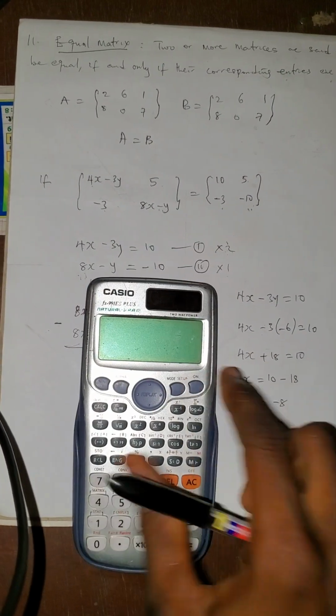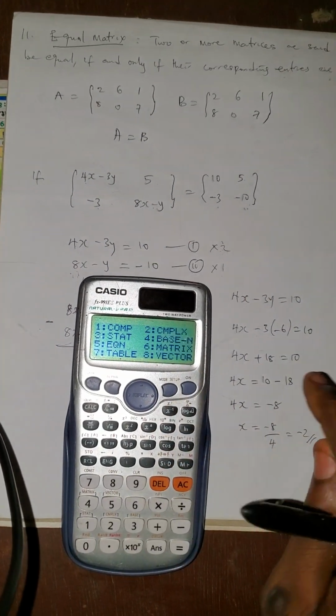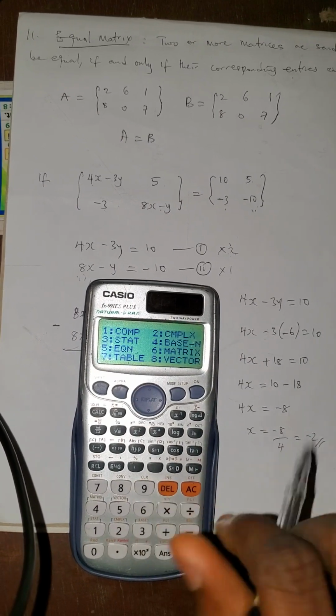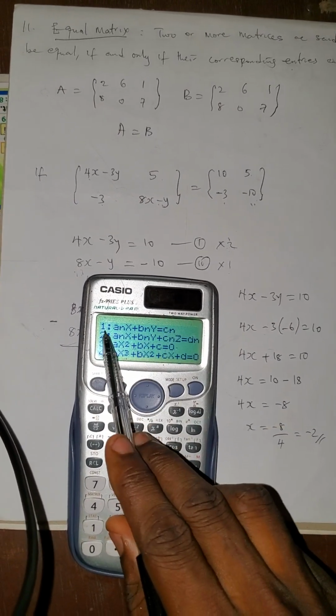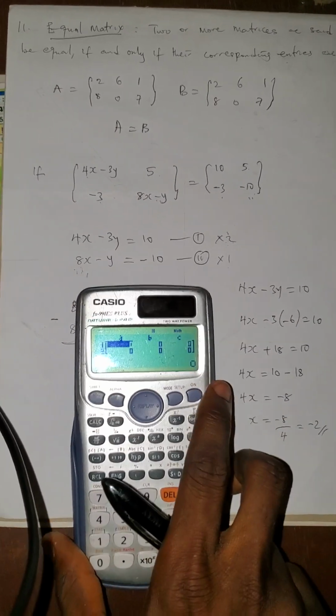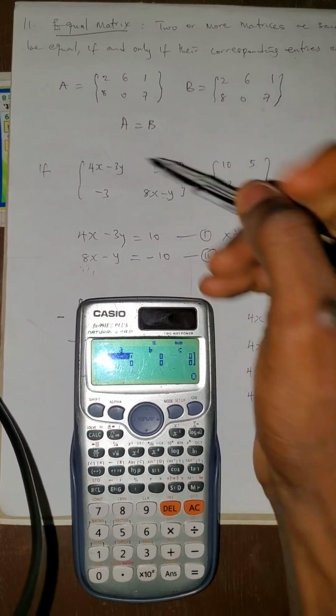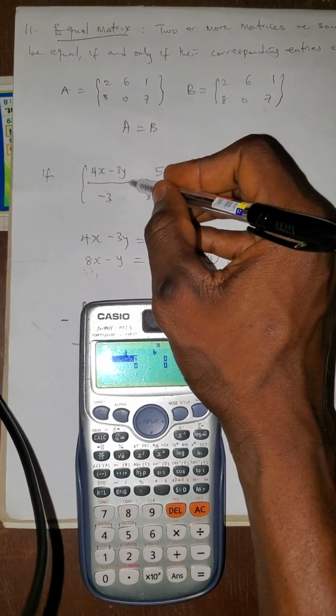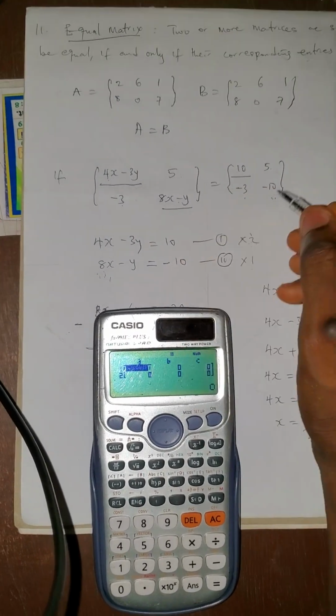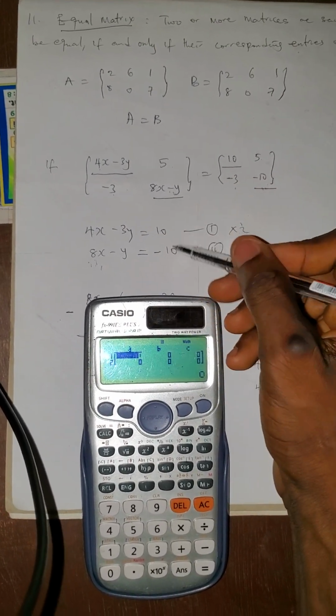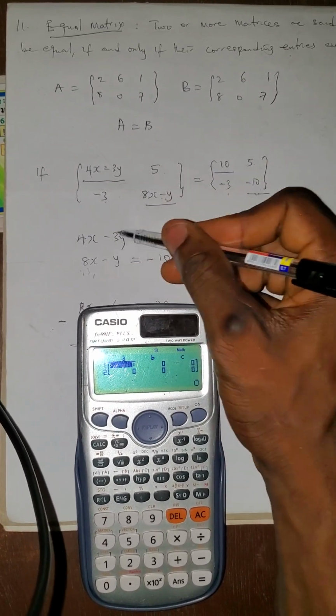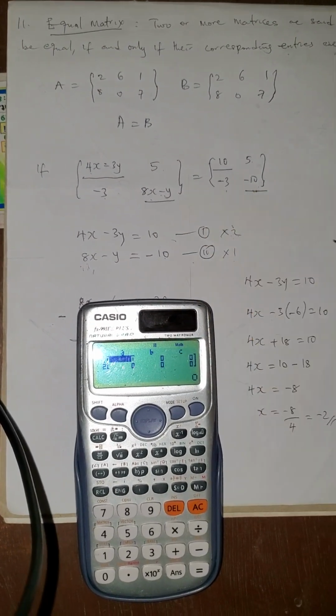We can do this on the calculator. Press your mode, then go to equation, that's number 5. Then go to number 1. If you are given this in the question, once you know that this is equal to this, then this is equal to this. Don't forget, those are the things we brought out here. This is equation 1, and this is equation 2.